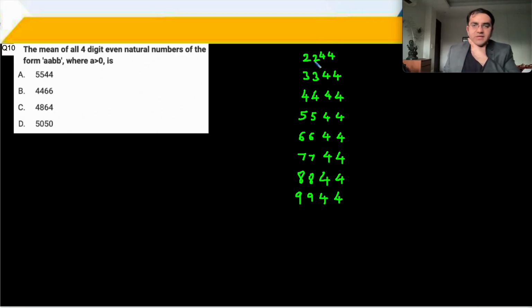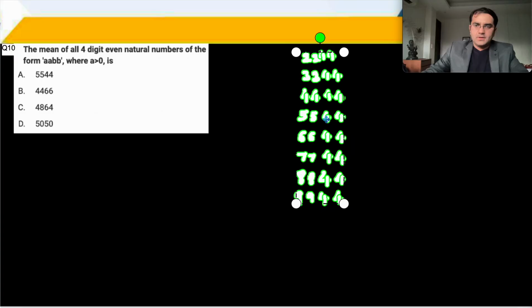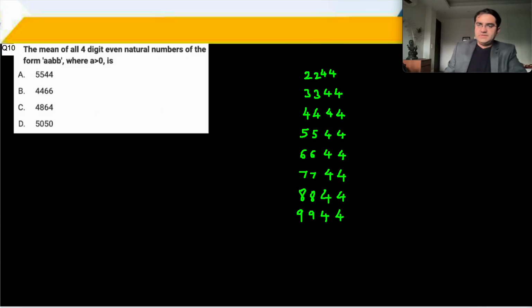Did we forget something? Yes, I believe we forgot the first case of 1144. ये 1144 है क्या? Because those are also 4-digit even numbers. ठीक है, so now this is another AP. This is another AP of 9 values, and the mean value will be the middle value, and that is 5544. So the answer is 5544 for this question. Middle value, it is based upon the foundation principle that the mean value of an AP is the middle term.